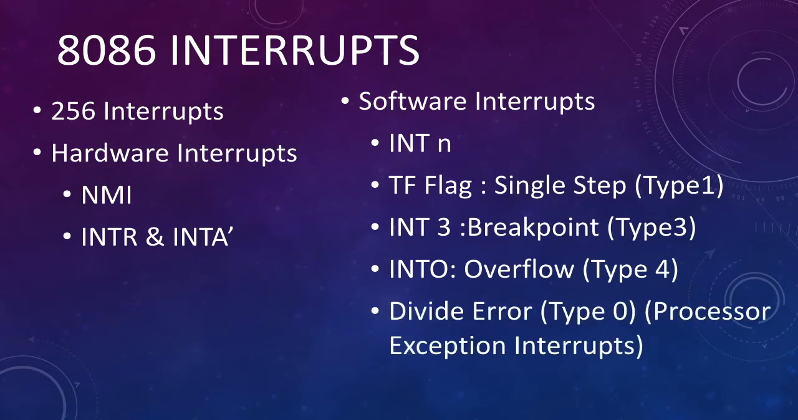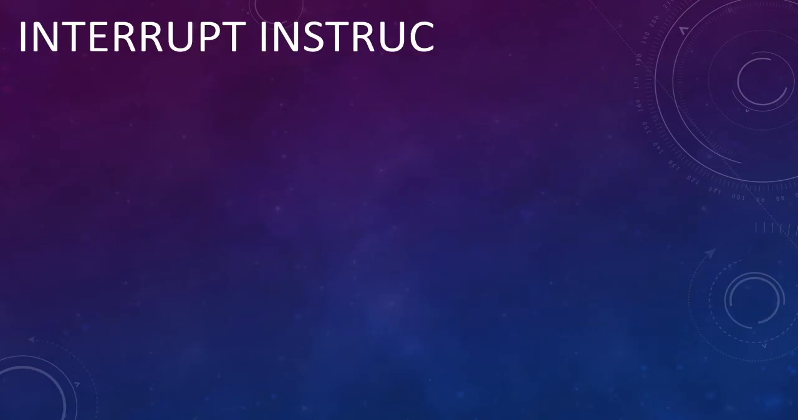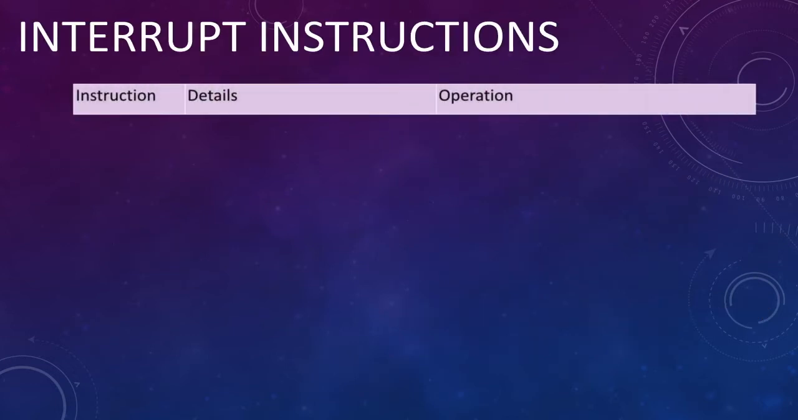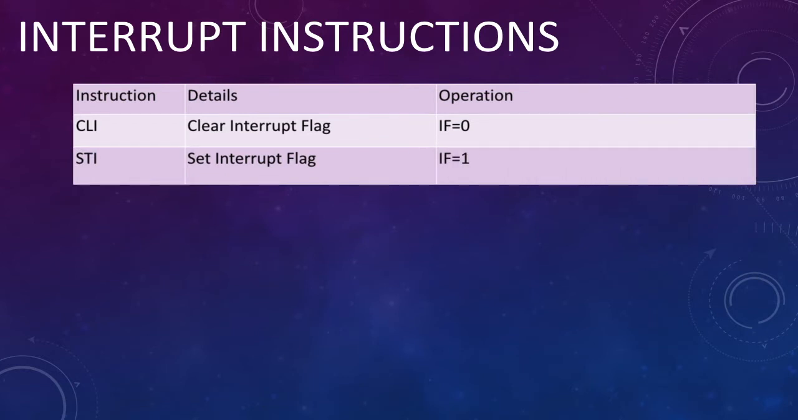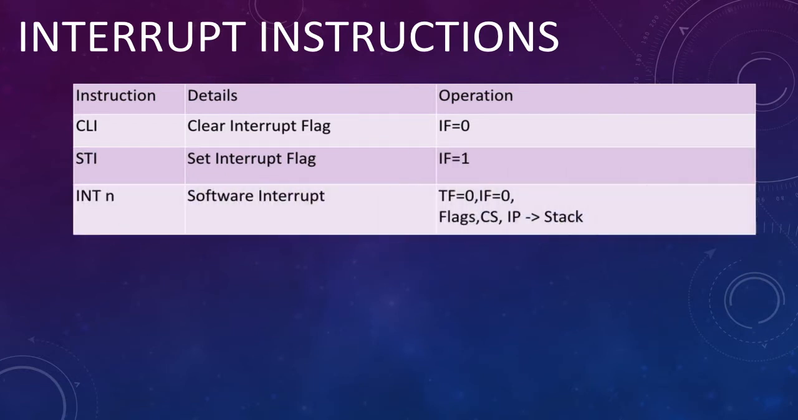Then we have processor exception interrupts. They also come under the category of software interrupts, and in 8086 we have the divide by zero interrupt. It has the highest priority. It's a type 0 interrupt. Now certain instructions are there for interrupts. First one is CLI, that is for clearing the interrupt flag. When the interrupt flag is cleared, it disables the maskable interrupt, that is INTR. Setting the flag enables the INTR.